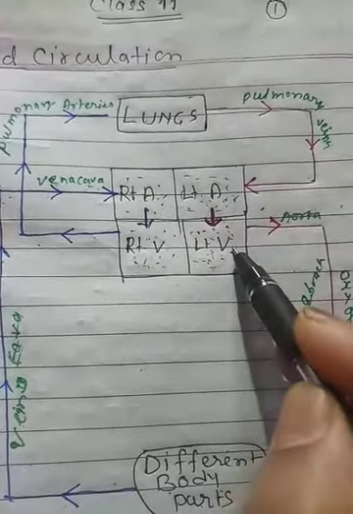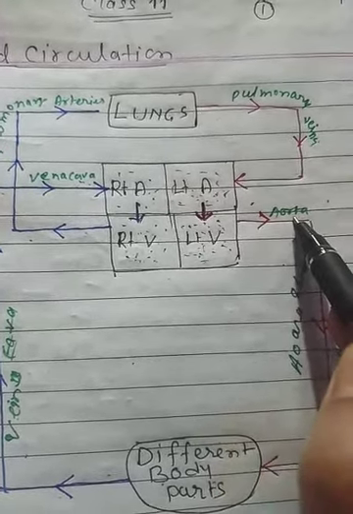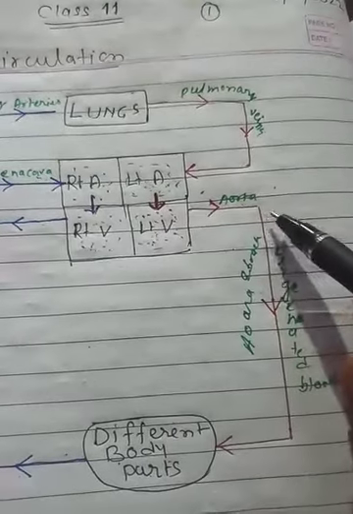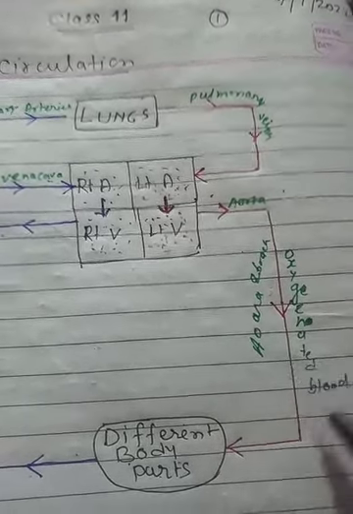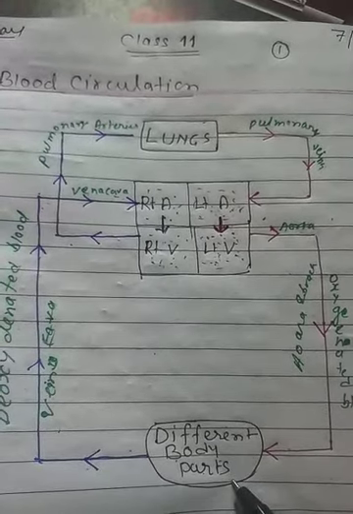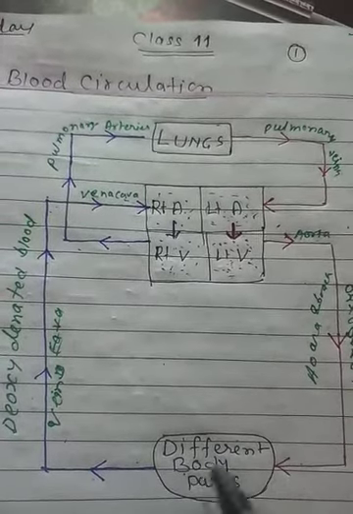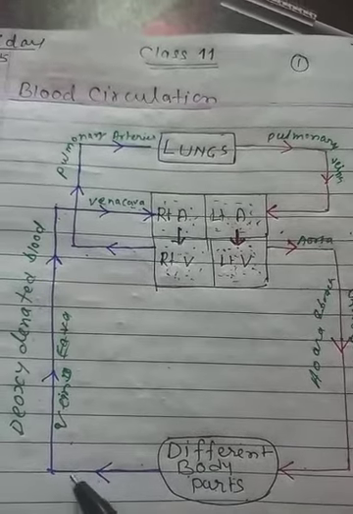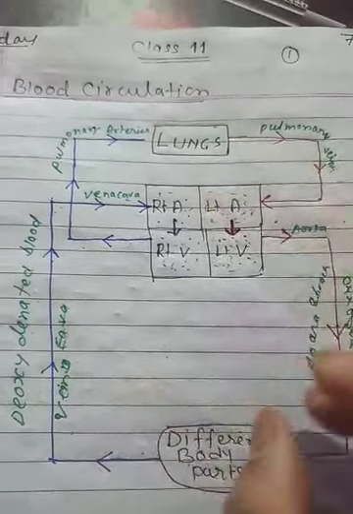From left ventricle, the oxygenated blood enters into aorta and then enters different branches of aorta and supplies to the different body parts. Then again this will be collected by the veins. In this way, in human, blood circulates. But the blood circulation is of two types.